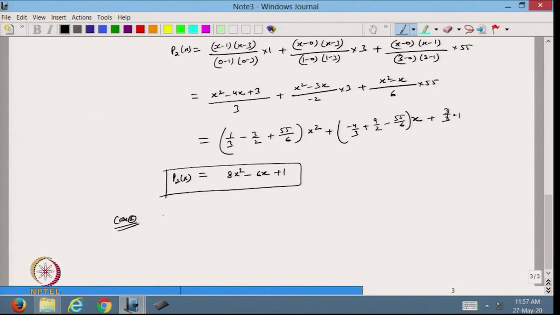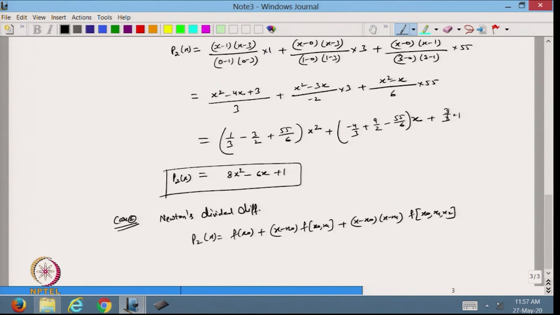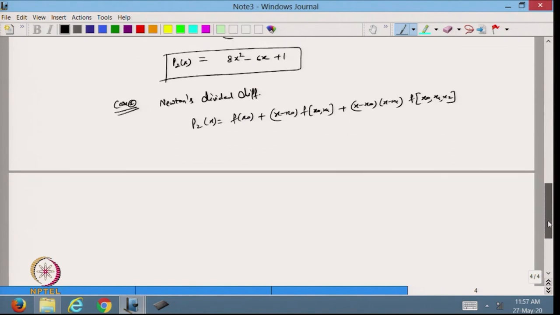Case 2. So, in the case 2, I will use Newton's divided difference. So, Newton divided difference, now it will be P2x, it is f x naught plus x minus x naught, the first divided difference plus x minus x naught, x minus x 1 and the second divided difference. So, this one we want to find out. Now, from here I know that the first divided difference is equal to f x 1 minus f x naught divided by x 1 minus x naught.